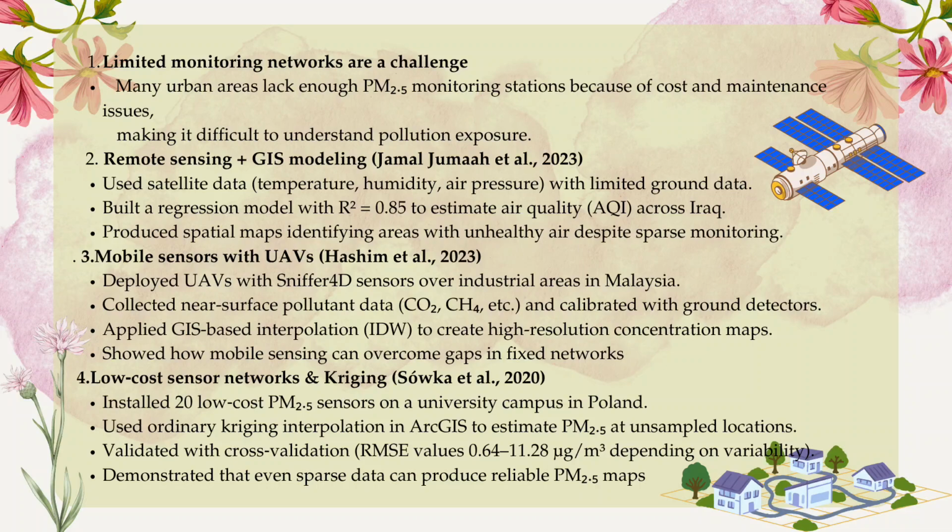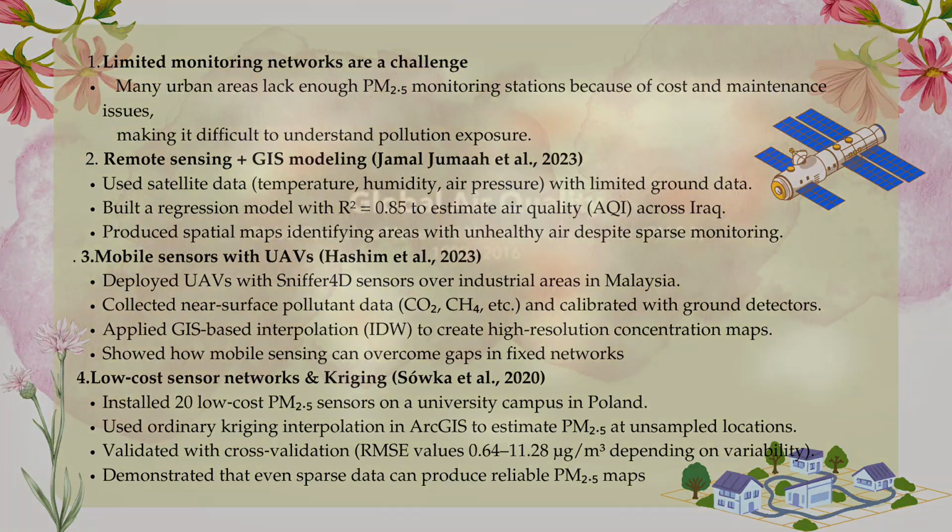Another great method is using mobile sensors on drones. In Malaysia, UAVs equipped with sensors collect pollution data across industrial areas. Then, with GIS-based mapping, we can see high-resolution pollution patterns and fill in gaps the traditional network misses. Finally, installing lots of low-cost sensors and using kriging methods in GIS, like the study in Poland, proves that even with only sparse data, we can still make reliable PM2.5 maps. All these innovative approaches show that with the help of technology, especially GIS, we can better understand and tackle air pollution even in data-limited cities.